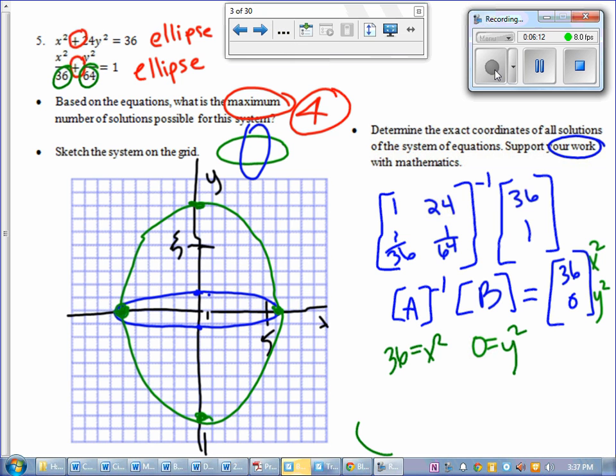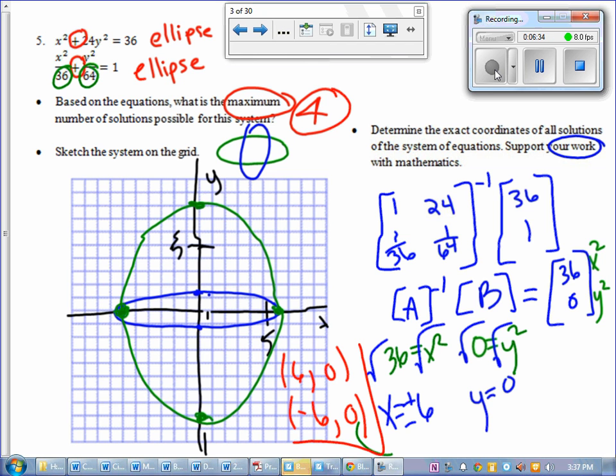So you're going to take the square root on both sides of the equation. And you're going to get that x equals plus or minus 6 and y equals 0. So then you're going to put the x and y together to get the coordinates of your solutions. So you can use positive 6 and 0 and negative 6 and 0. And those make up your two solutions.